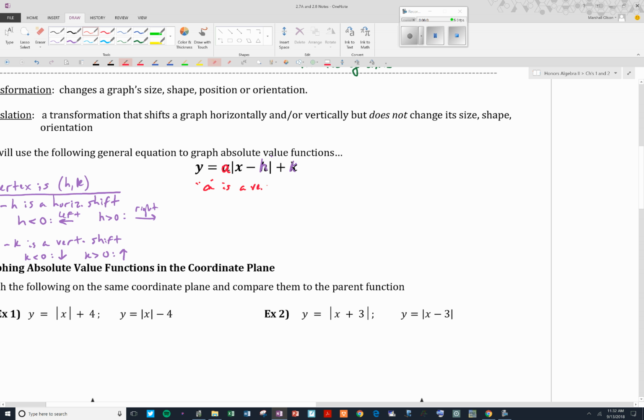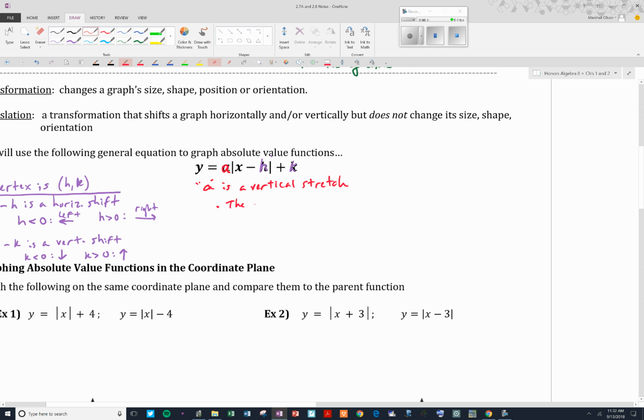A is a vertical stretch. It's not a shift, it's going to stretch it. It's going to affect all of our Y values. What it's going to do is make the V look more narrow or wider, and it's going to affect the slope of the two lines.